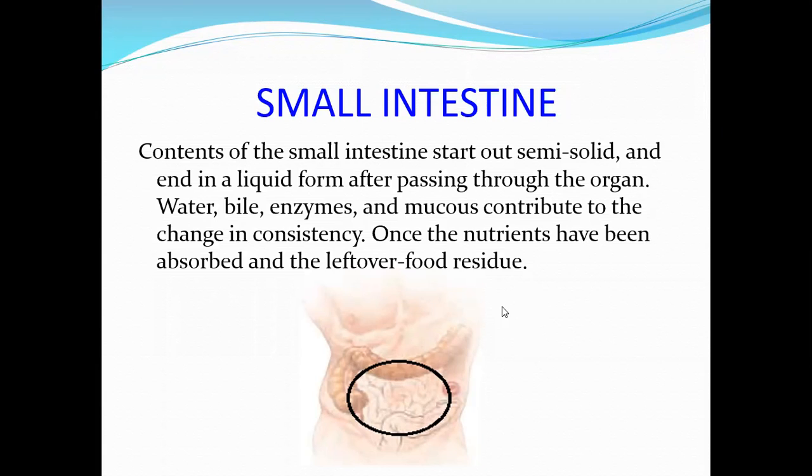Contents of the small intestine. Obada, Ramzi. Contents of the small intestine start out semi-solid and end in a liquid form after passing through the organ. Water, bile, enzymes, and mucus contribute to the change of consistency. Once the nutrients have been absorbed and the leftover food recedes.